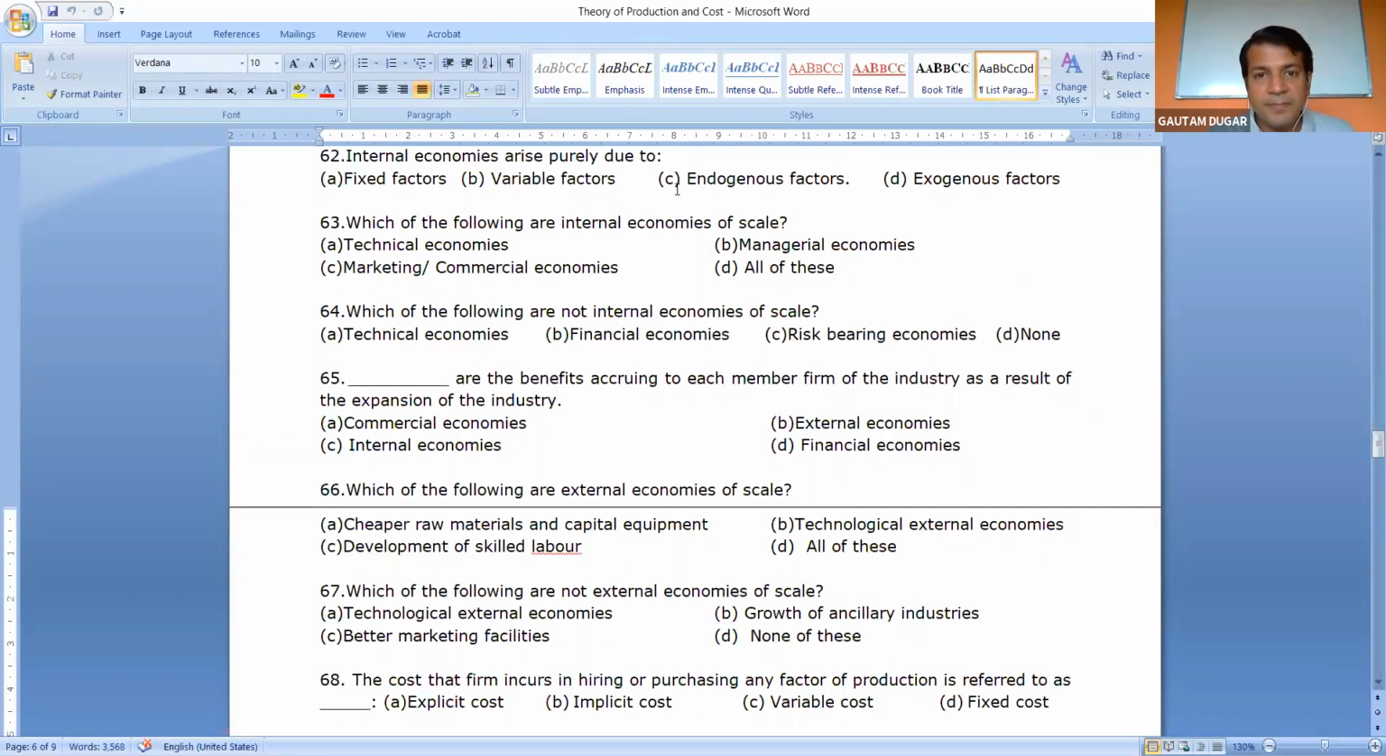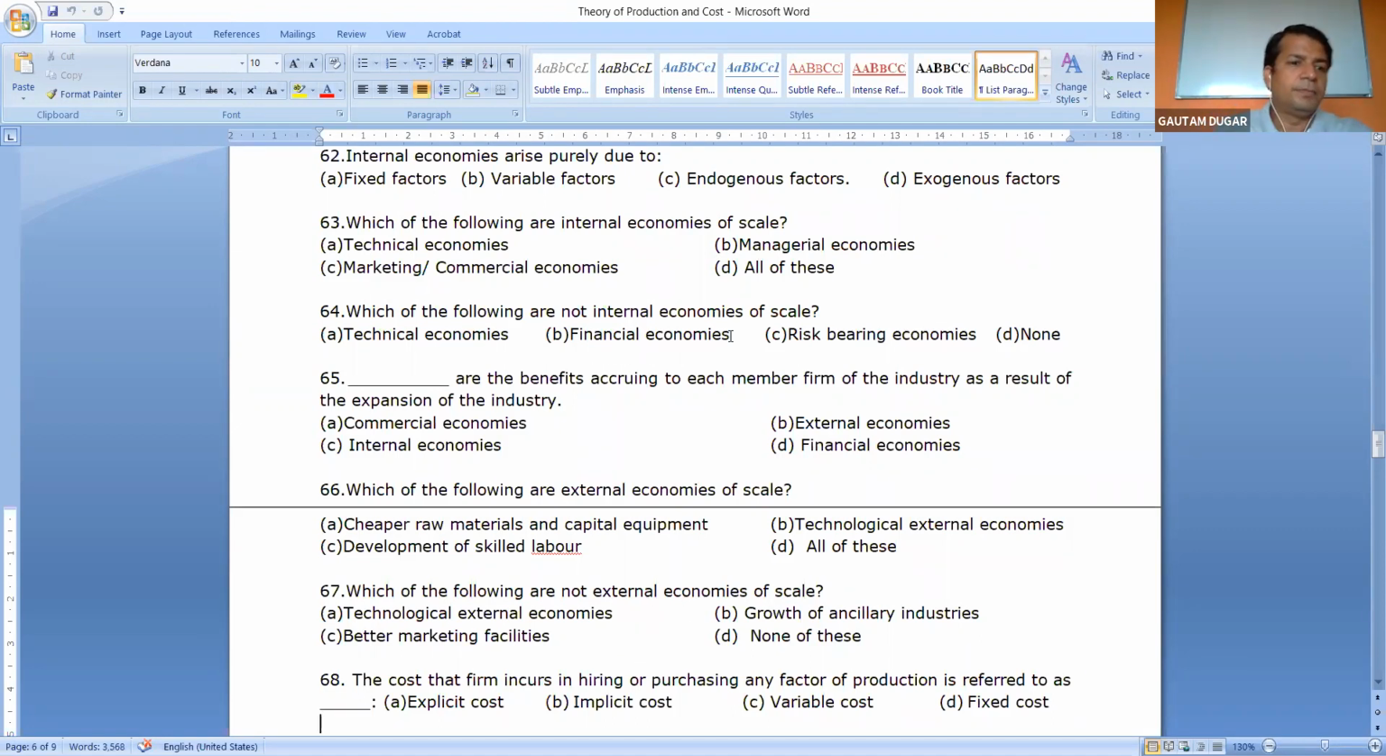Next, 64. Which of the following are not internal economies? Obviously, none of these because all the three are internal economies. When you go to the portion of internal and the external economies, you'll find all these portions. Internal benefits are those benefits which can be reaped by the firm itself, by no other firm.